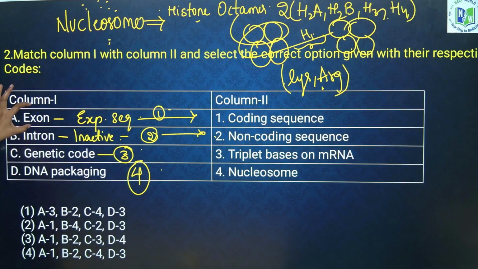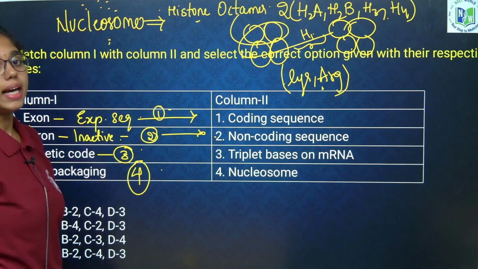So exon expressed sequence is 1, A is 1, B is 2, C is 3 and D is 4. Option 3 is the correct answer.